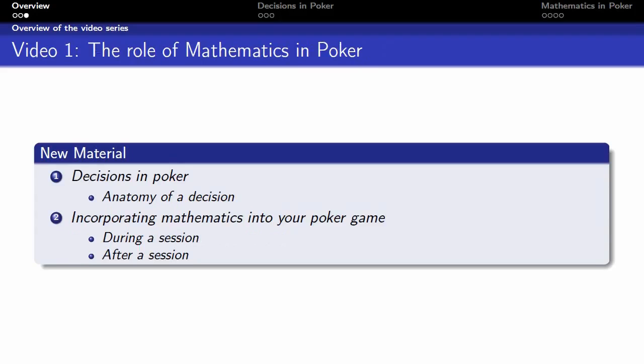So anyway, we're on to the first video. In this video, we'll be talking about the decision-making process in poker, the anatomy of a decision, and how that will lead to incorporating mathematics into your poker game. This happens both during a session and after a session. I suppose if you are a mathematical savant, you can do all these calculations during a session, but most people, myself included, can only do up to a certain level of complexity in the heat of the moment, and the more complex computations we would postpone to the end of our sessions.